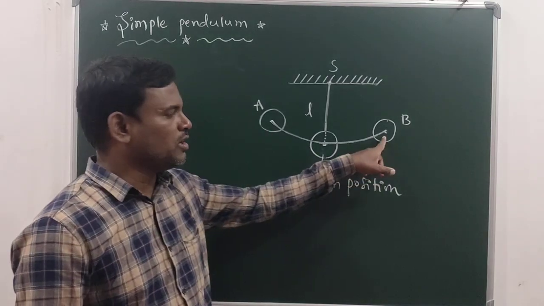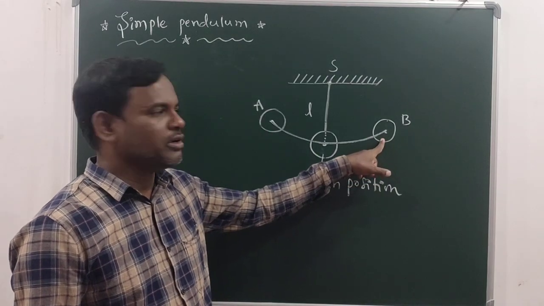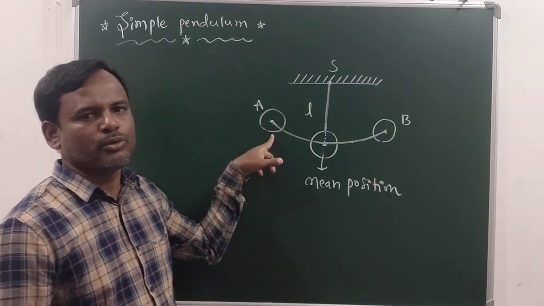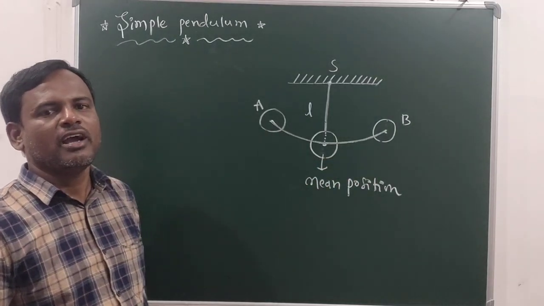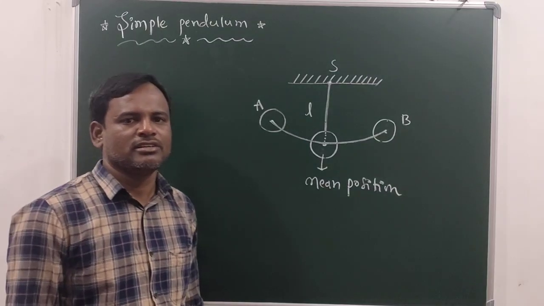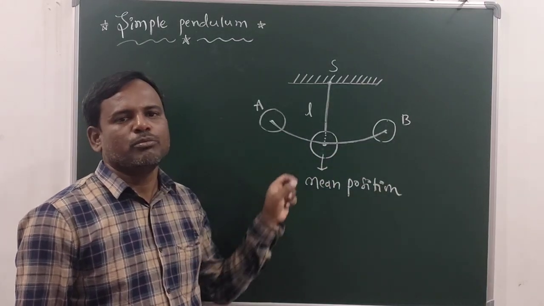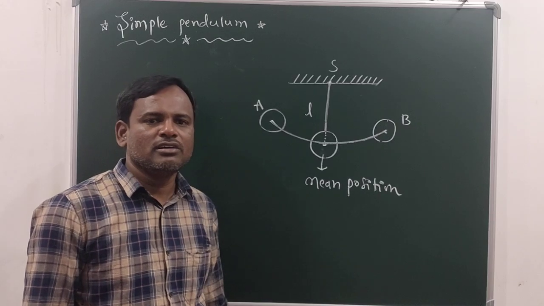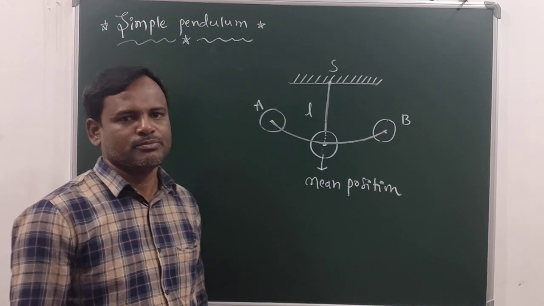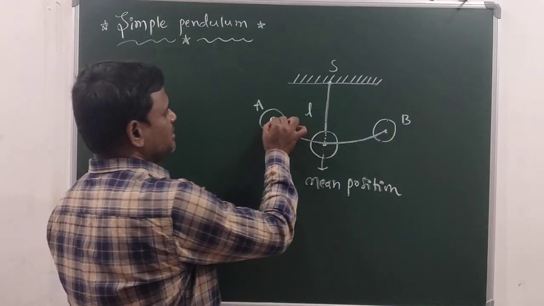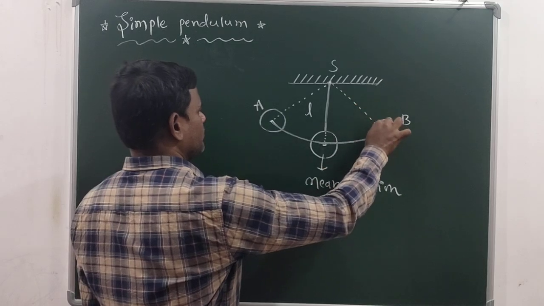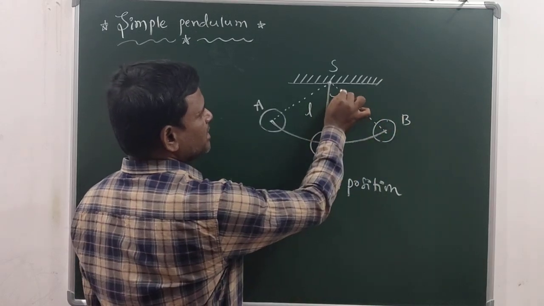So moving towards A, that is to, and coming back to A, fro. This to and fro motion is called an oscillation. So this is also called an oscillatory motion. See, connect this S to A, connect this S to B. Let us take this angle as theta.